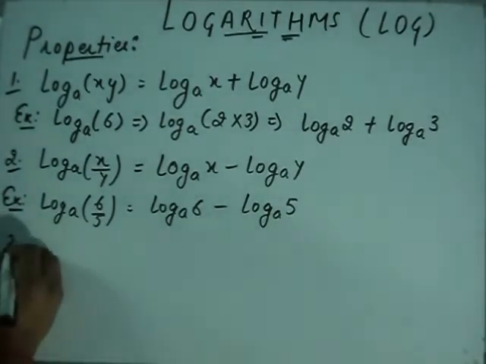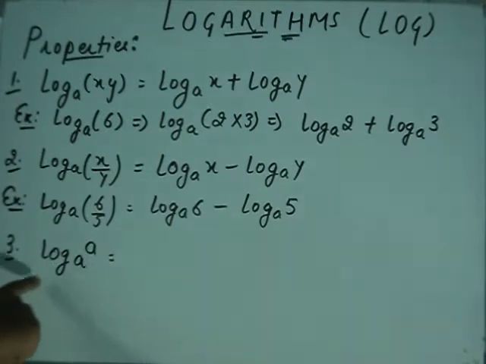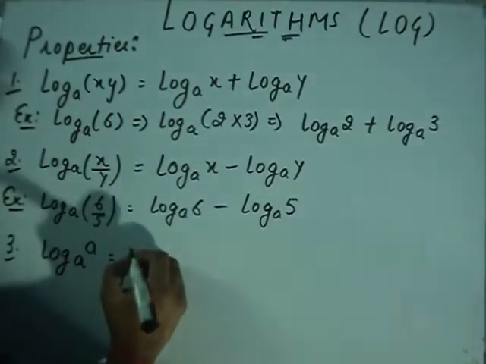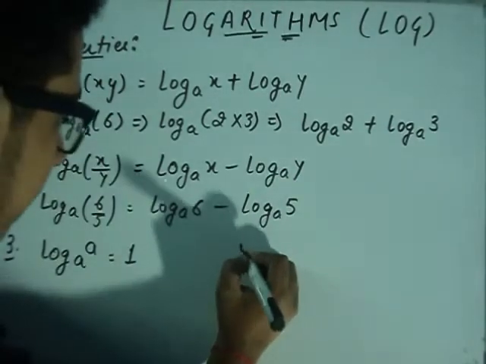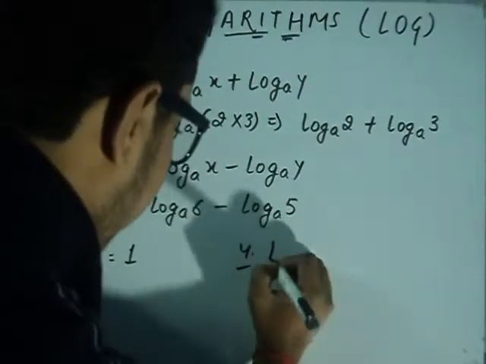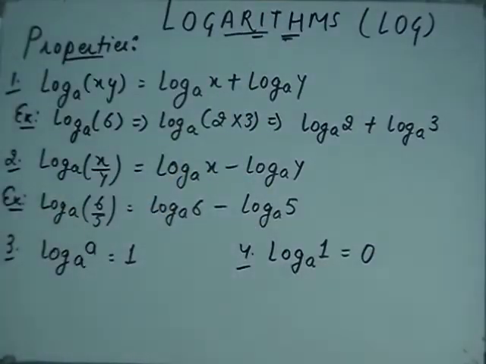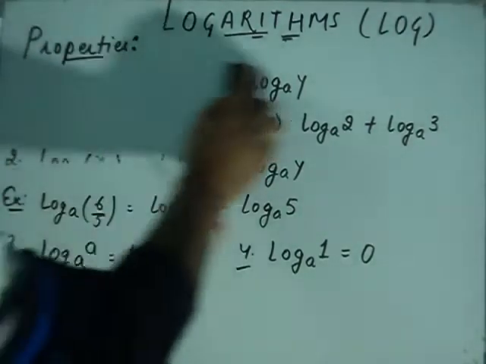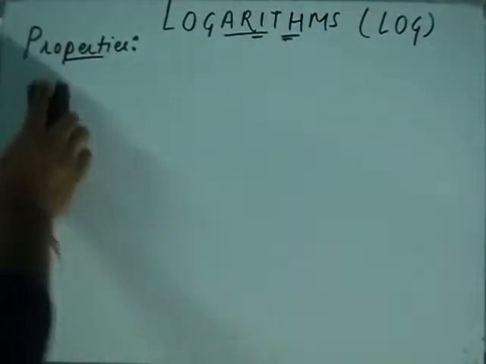There are two more important properties. When the base and this value are the same, then it is equals to 1. And when we are having log a of 1, it is equals to 0. When the base is a and the value is 1, then we can write it as equals to 0. Okay, let's discuss other properties, and after that we are going to discuss various numericals which help you to understand what is log.